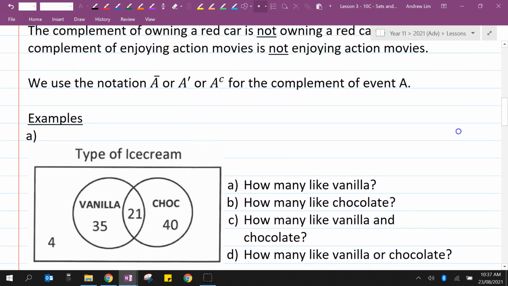Now we use this notation. We've got A bar, or A dash, or A C for the complement of event A. So there are 3 different ways of writing the notation for complements, but I like to just stick with A bar.